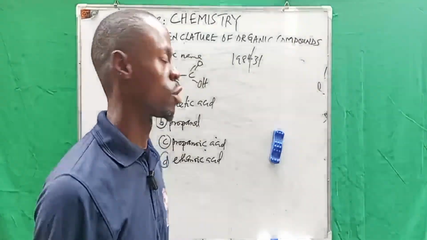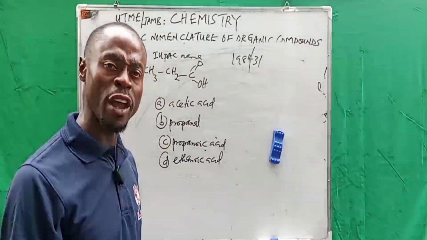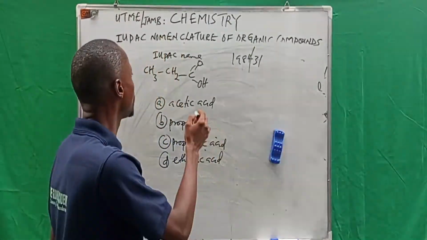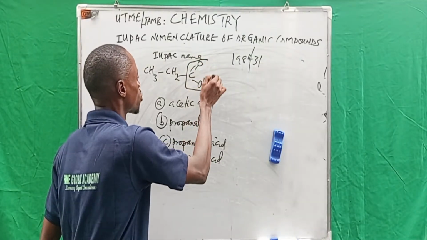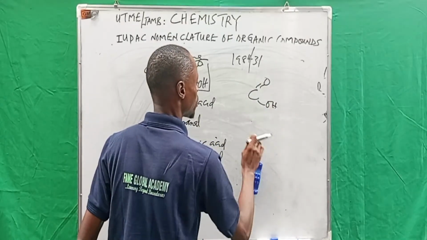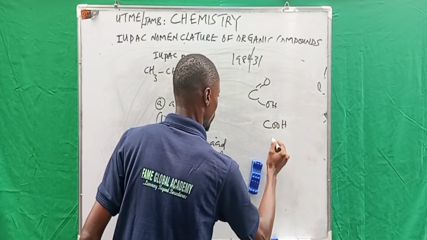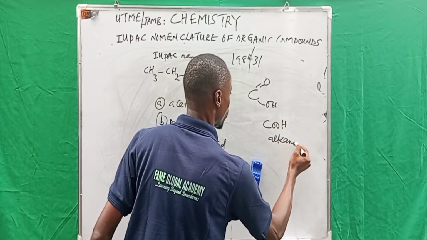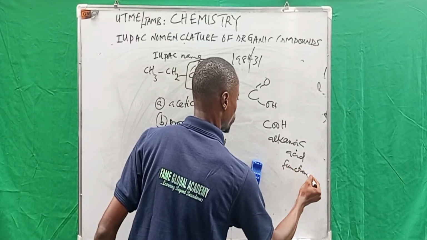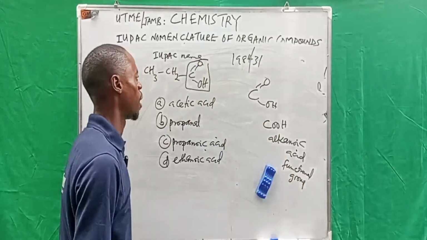Are you with me? This one is quite very simple. The first thing is to what? To identify the longest carbon containing chain, then identify the functional group. Now, students mix up this end. Look at this structure. If I've written something like this, C double bond OOH, if I want to write it in a single file, it can be COOH. This is alkanoic acid functional group. That's carboxylic acid or alkanoic acid functional group.